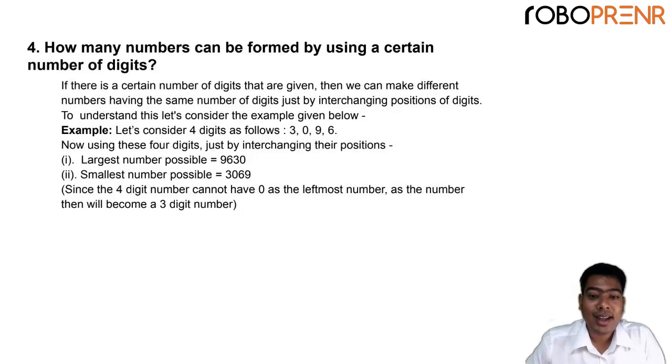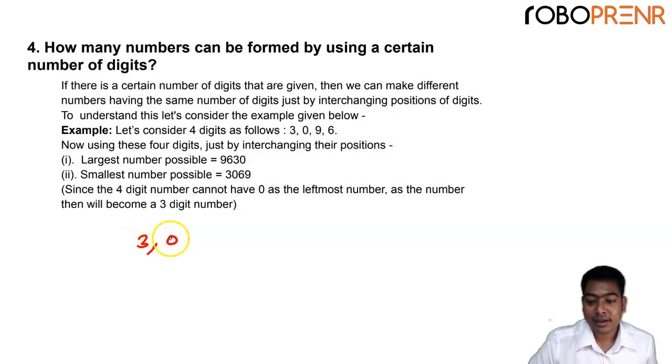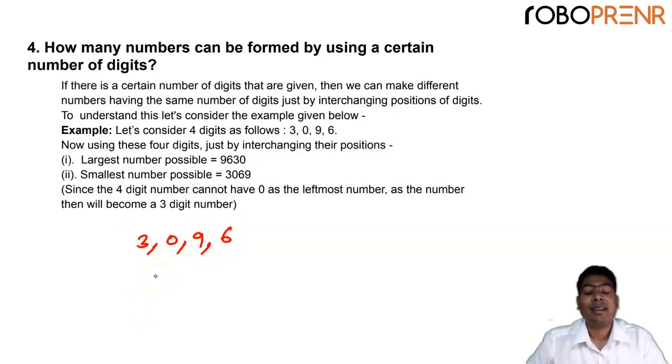So now let's understand how we can form different numbers using a certain number of digits. Let's understand this with a simple example. Let's take a 4-digit number, 3096. What is the largest number that we can form using these 4 digits? First of all, we will see which digit is bigger: 3, 0, 9, or 6?